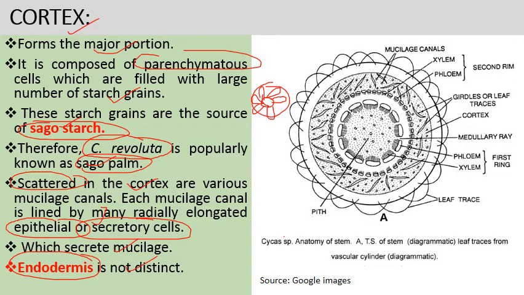So this is the structure of TS of stem. It's the diagrammatic structure of this TS of stem. It consists of the outermost layer covered by the leaf traces, and then comes the epidermis, which is interrupted or ruptured by these leaf traces. It is followed by the cortex region, and inner to this cortex is the pericycle, as the endodermis is not distinct in this case.